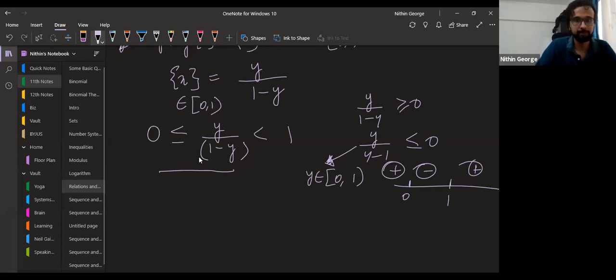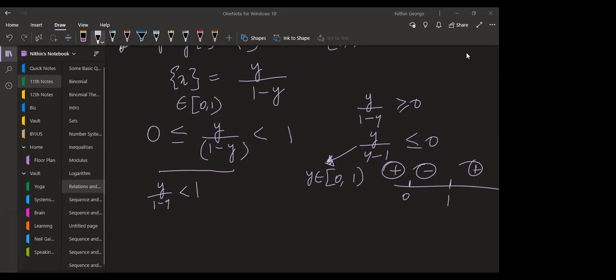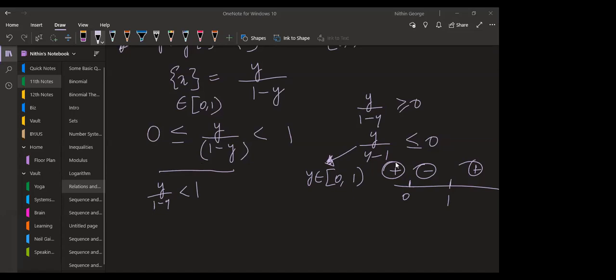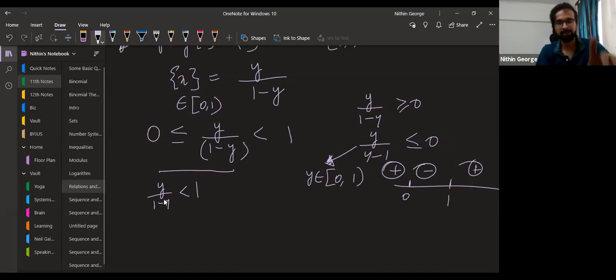Okay. Next. What is the next part? y by 1 minus y is less than 1. What do we do here, guys, in such a situation? Wait, who answered me right now? Srivatsan? No, sir, it's me, sir. Tell your name. Siddharth. Okay. So, Siddharth, what would you do in this case? y by 1 minus y less than 1.